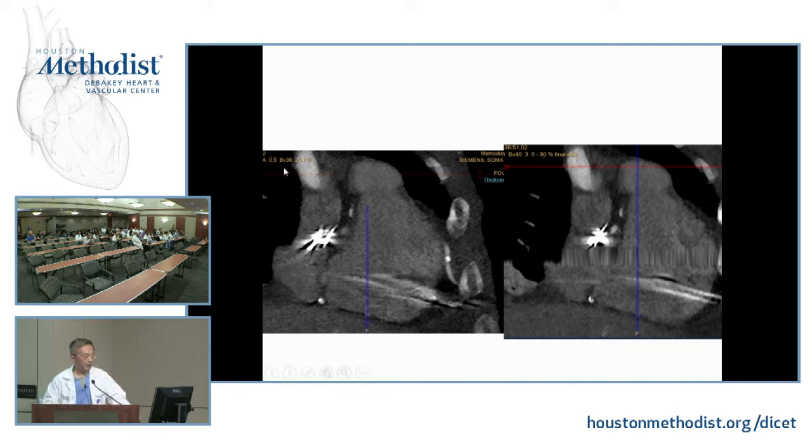Probably timing, because I'm kind of seeing the vein, the SVC, having contrast and the rest of the heart doesn't. So it could be due to a timing problem, but I'm not going to say for sure. It could be patient body habitus. How about this?